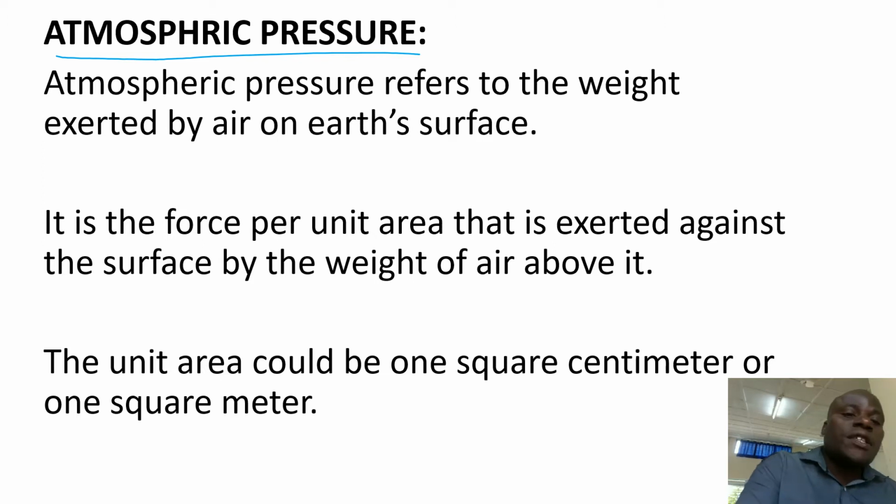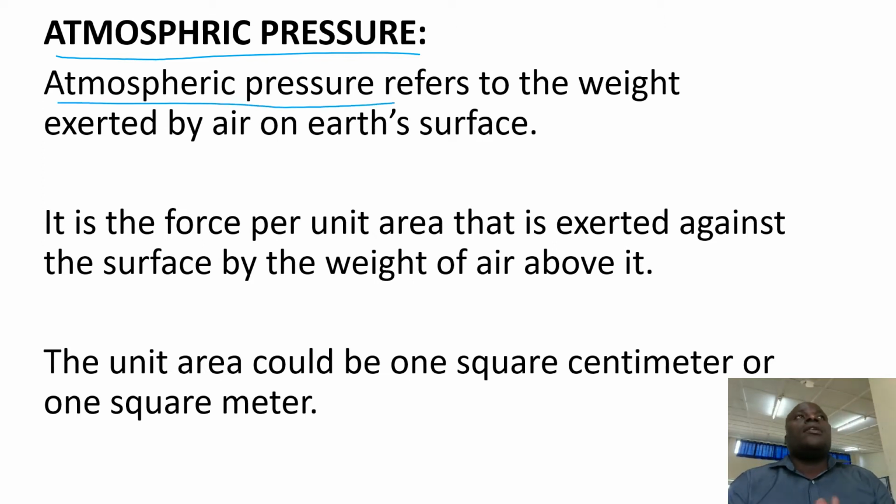What is atmospheric pressure? It refers to the weight exerted by air on Earth's surface. The weight air exerts on Earth's surface is what we call atmospheric pressure. Another student may say it is the force per unit area that is exerted against the surface of the Earth by the weight of air above it.